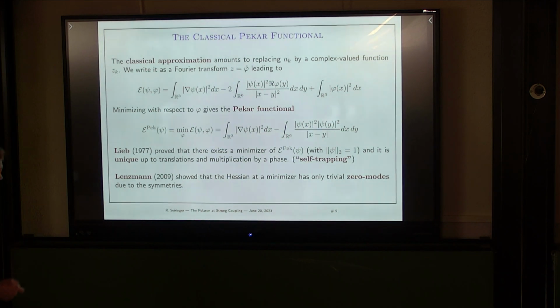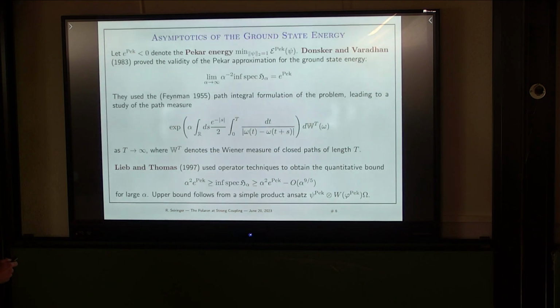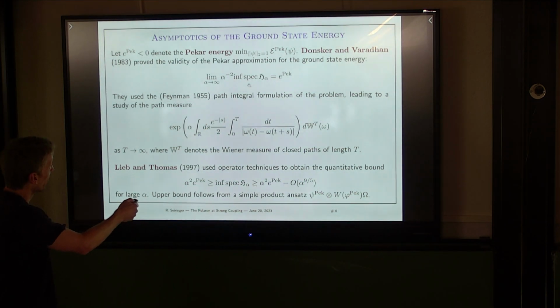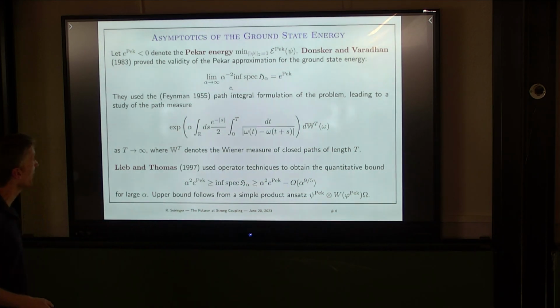So this is the classical approximation. This is the effective functional, and in what way does it appear? Well, for instance, if you look at the ground state energy of the Fröhlich Hamiltonian, and you look at its asymptotic behavior for large alpha, then it turns out that indeed the classical approximation becomes exact, which you can formulate this way.